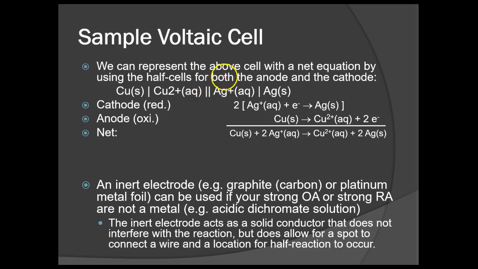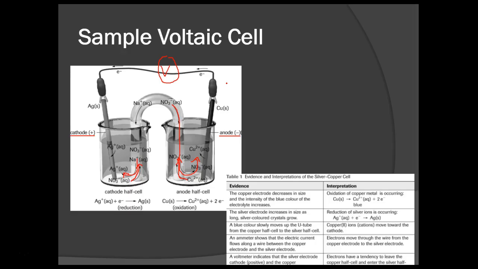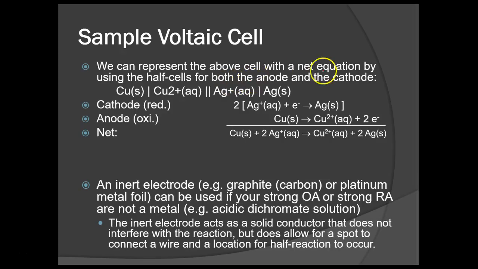We can represent the cell here in this diagram with a net equation created by adding the two half cells together. So here is our cell notation for that particular cell. And we know that at the cathode, which is being reduced, which is gaining electrons, we have silver ions turning into solid silver by gaining electrons.